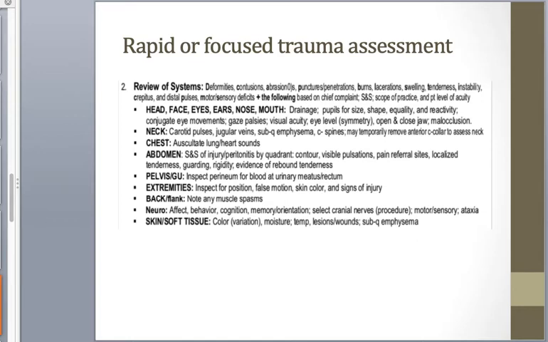In the back and flank, note any muscle spasms or bruising, or any obvious deformities. Neuro, we can look at the patient's affect, behavior, cognition, memory and orientation, select cranial nerves, and then motor and sensory or ataxia. Skin and soft tissue, the color of the skin, moisture, temp, and lesions or wounds.